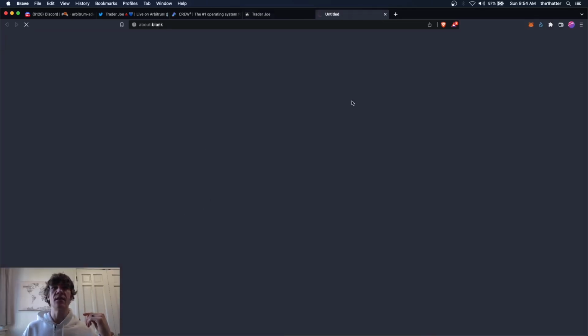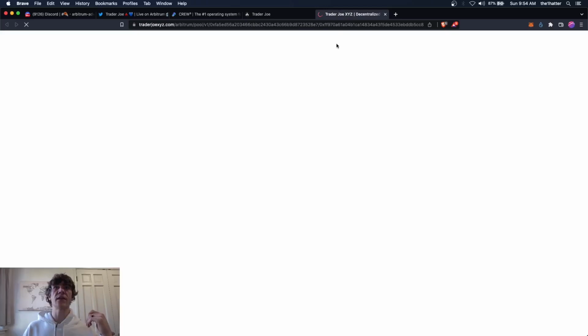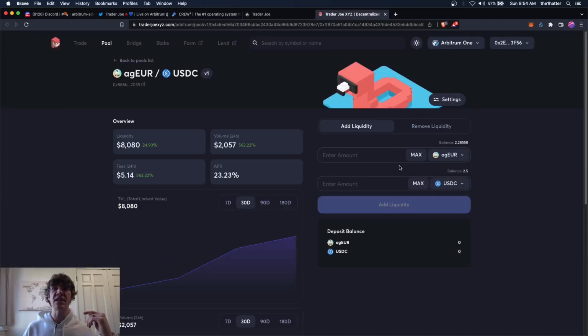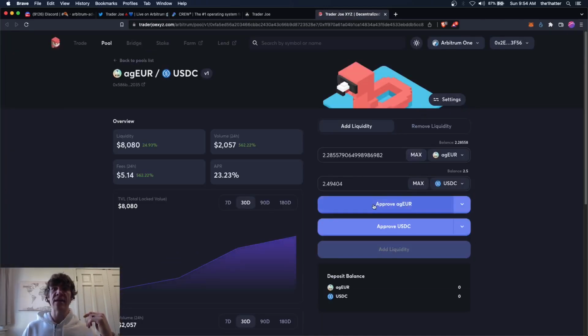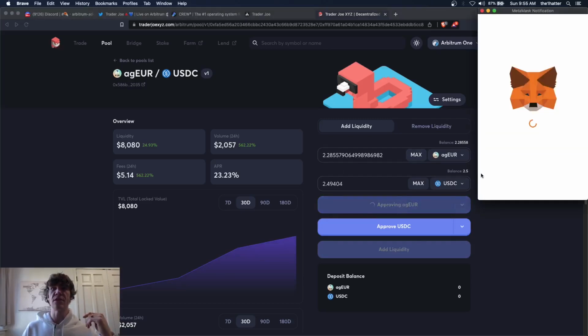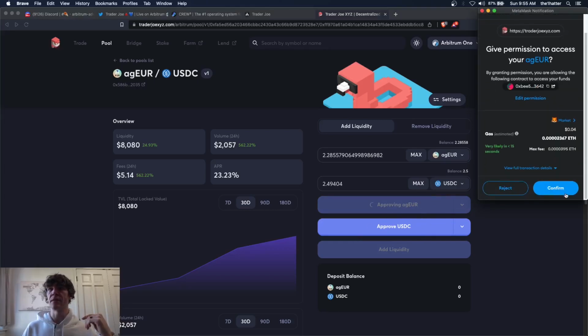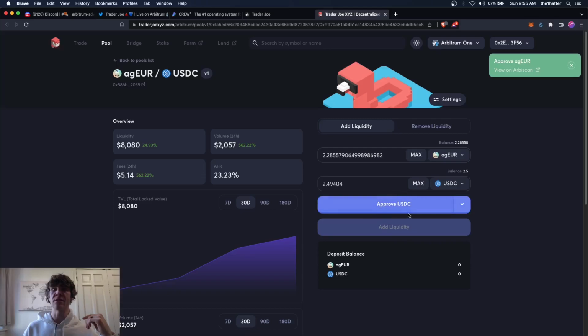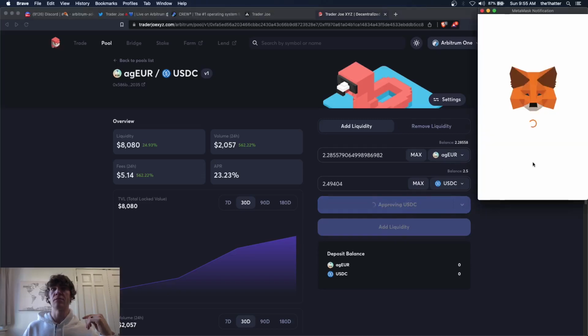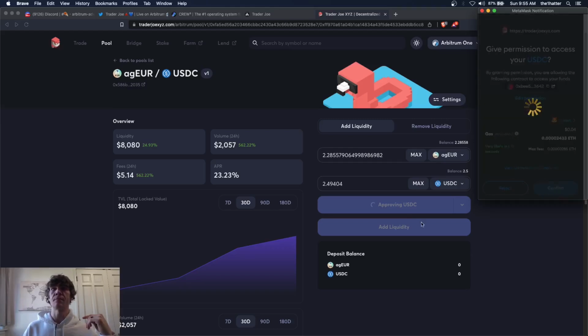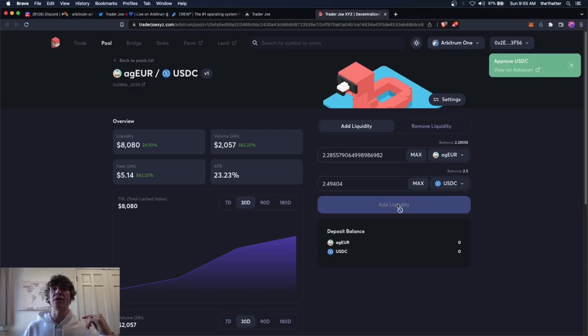Go to the stake link. Nice juicy stake. We'll max this out right here. A little over, about 250. Gotta approve both of these transactions. And then we add the liquidity.